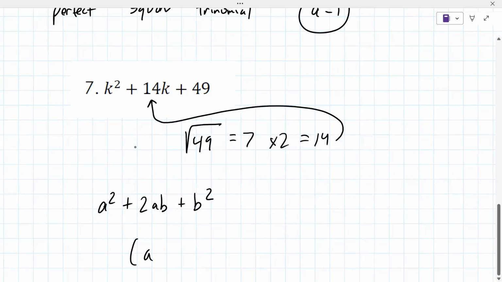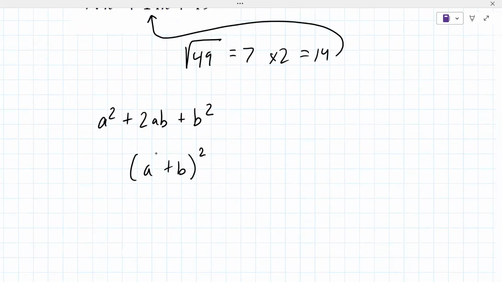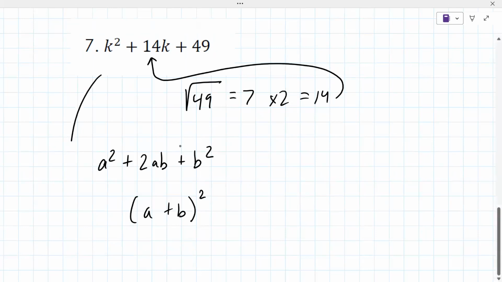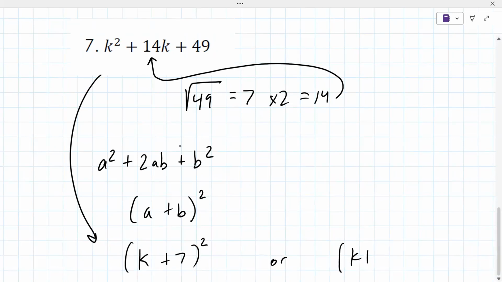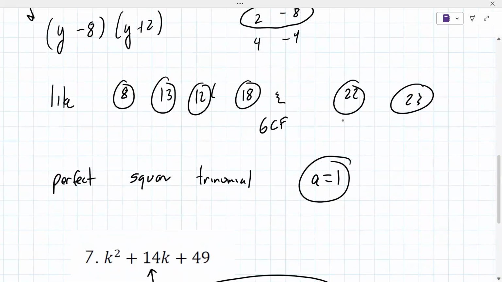So these become a plus b squared. So it ends up becoming, in your problem here, k plus 7 squared like that. Sometimes you write them like this, k plus 7 times k plus 7. It does not matter to me because, of course, I'm not grading you, but you might ask which they prefer in the classroom here. Actually, 12 is kind of like this, but it's got a GCF in it.